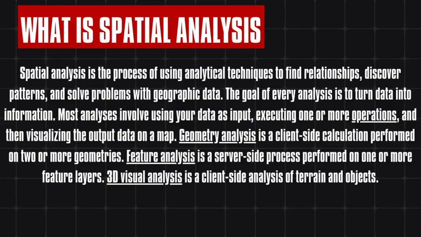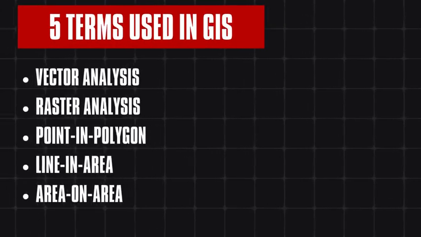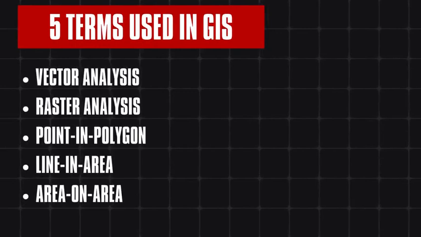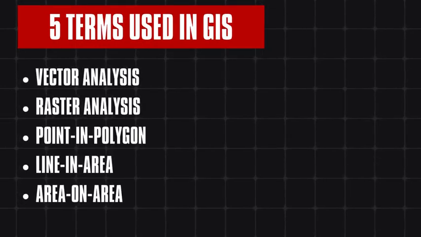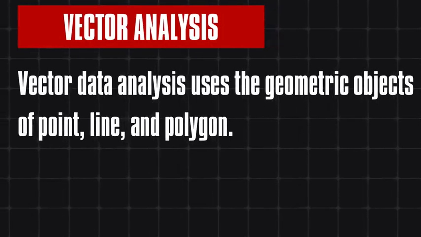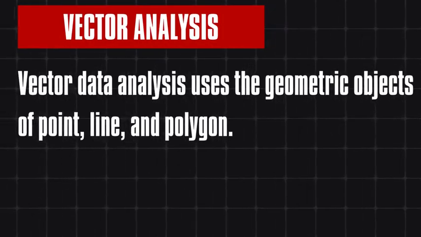Geometric analysis is a client-side calculation performed on two or more geometries. Feature analysis is a server-side process performed on one or more feature layers. 3D visual analysis is a client-side analysis of terrain and objects. There are 5 terms used in GIS, which are vector analysis, raster analysis, point in polygon, line in area, and area on area. Vector data analysis uses the geometric objects of point, line, and polygon.